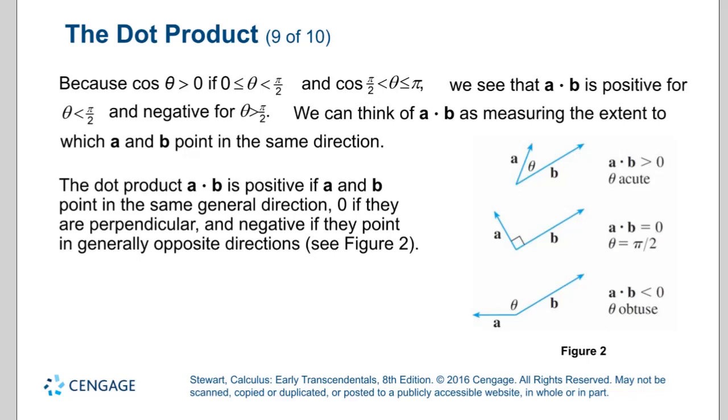So if the cosine is greater than 0 and the angle is less than pi over 2, we get an acute angle. If the dot product comes out to be 0, the angle is pi over 2, and we get 90 degrees. And if it's less than 0, we're going to get an angle that's obtuse, or bigger than 90 degrees. So by figuring out those dot products, we can determine what the angle is between those two vectors.